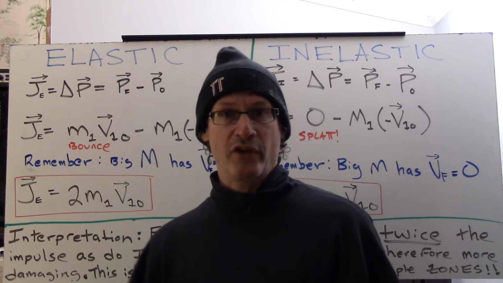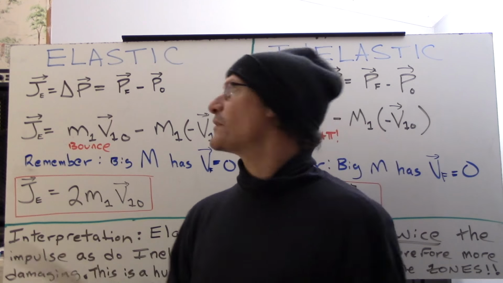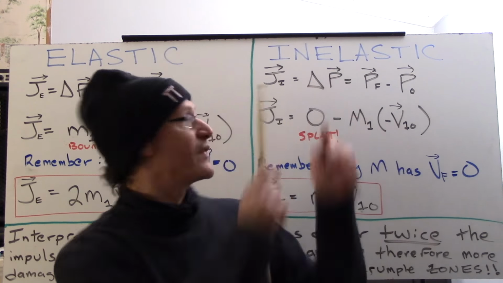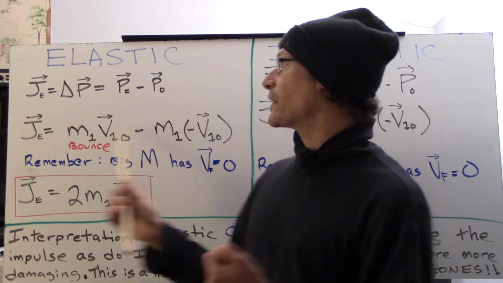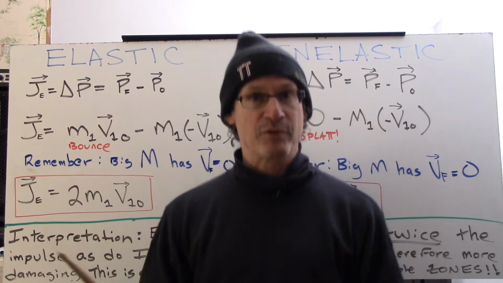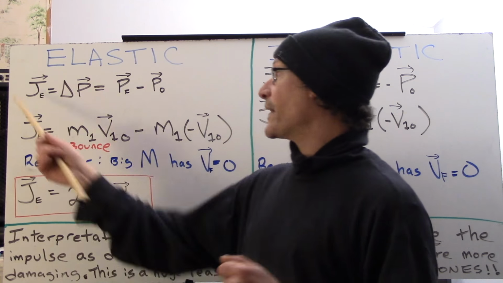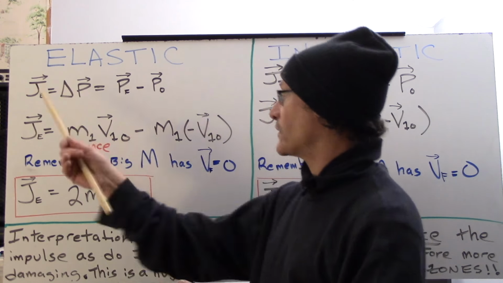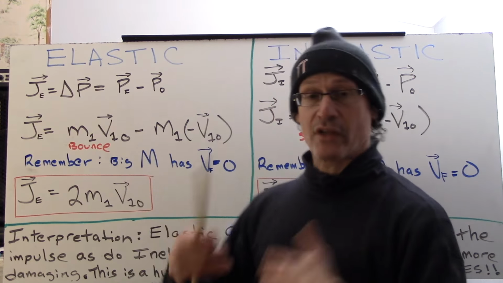All right, so let's take a look at the nitty-gritty of this impulse momentum stuff. Here we go on the elastic side. Over there on the inelastic side. We'll start with elastic. Remember that J is the symbol that represents impulse. All these quantities are vectors, so we've got arrows on top of each.